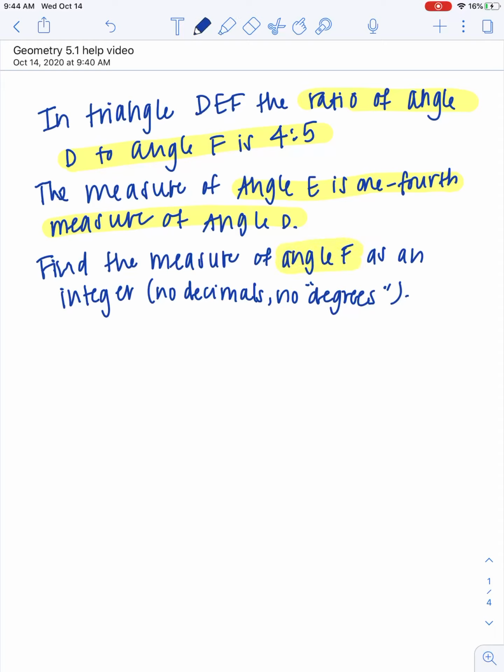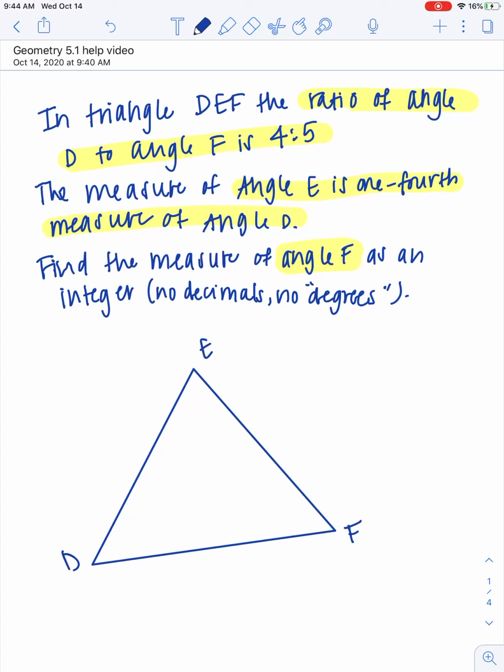So let's draw a picture because that's always the best way to start. So I'm just going to get a generic triangle in here. Okay, so this is D, E, F. Okay, so the first thing it told me was the ratio of angle D to F was 4 to 5. So what does that mean?